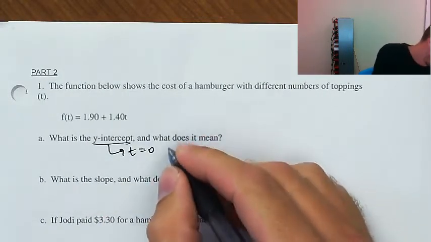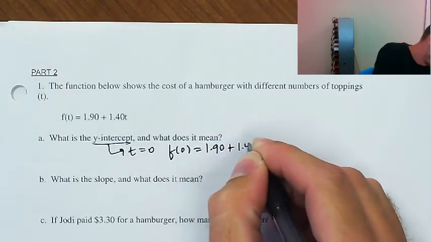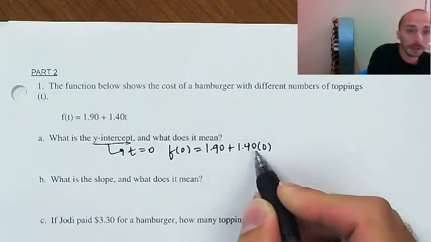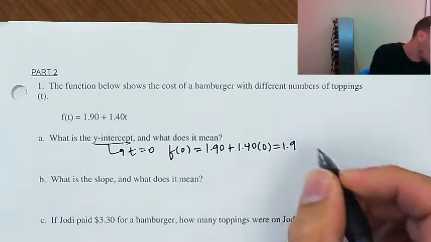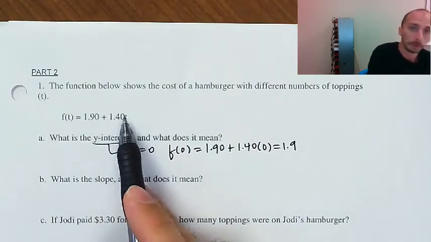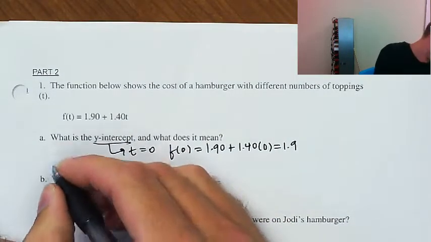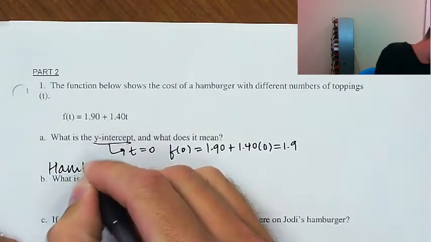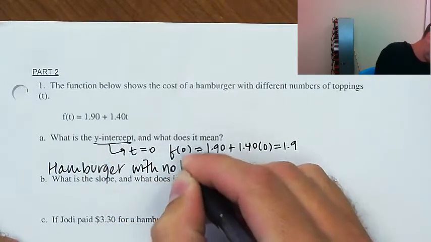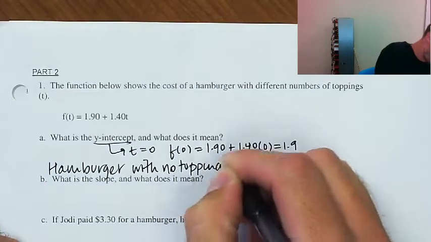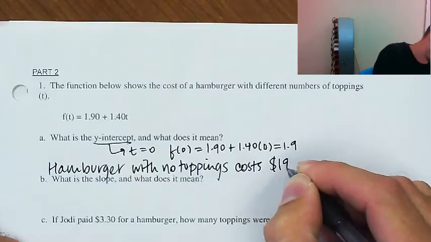Okay, t equals 0. f of 0 equals 1.90 plus 1.40 times 0. And we know that anything times 0 is equal to 0. And so that's going to be equal to 1.9. Okay, that means that with 0 toppings, the cost of a hamburger is $1.90. Okay, so I would say a hamburger with no topping costs $1.90.